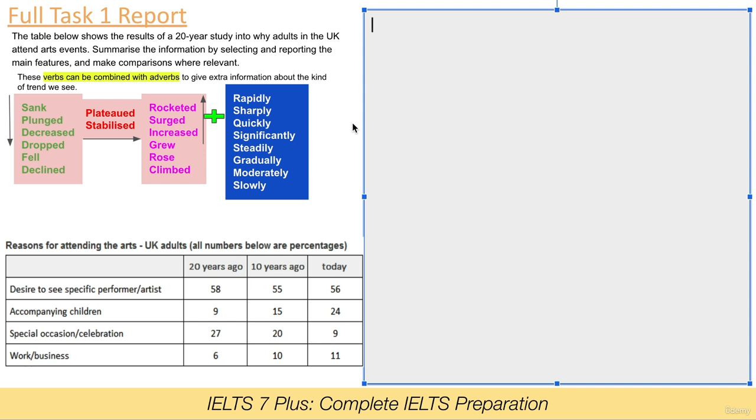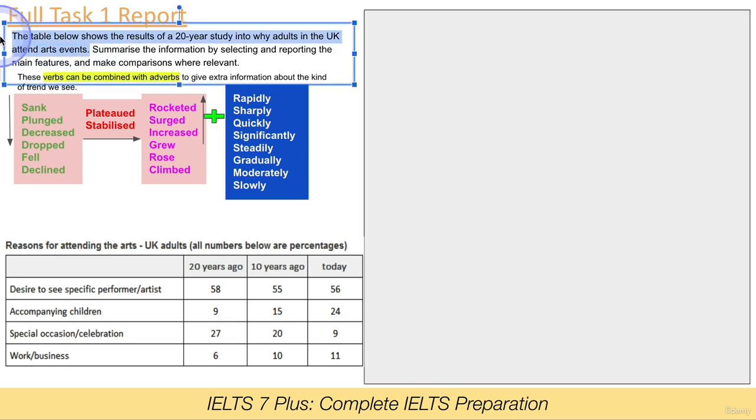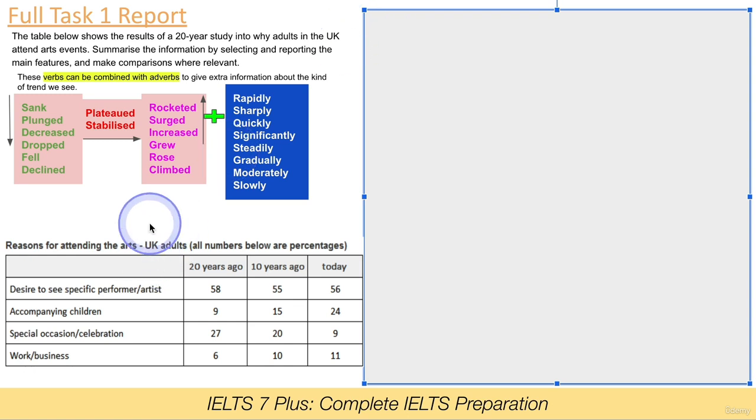Right, so how do we start? Every task one, you might know this. We need to paraphrase. So a really important skill in IELTS is paraphrasing. Okay, so we want to just put this sentence into our own words. The table below shows the results of a 20-year study into why adults in the UK attend arts events. Okay. Let's have a look how we can paraphrase this.